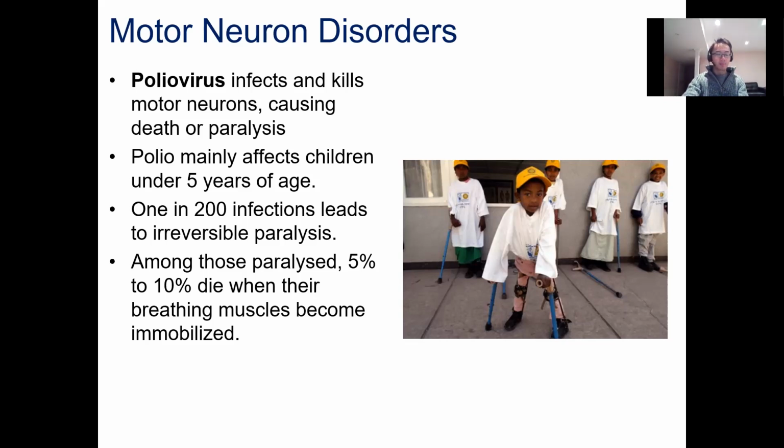But in some of these places, a lot of regions are actually controlled by terrorist groups, and so they interfere with the distribution of vaccines. So we're still not there, but if there is a next disease that we can eradicate, it's likely to be polio.